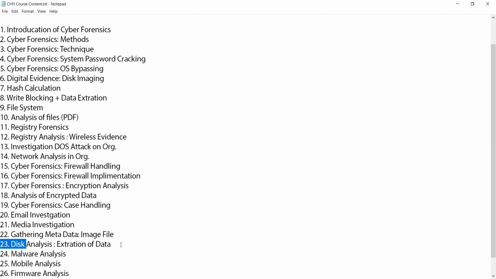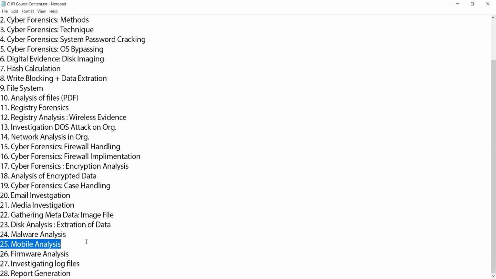So the next thing is disk analysis, that is extraction of data. This is completely related to the 8th module, the data extraction procedure. So we will see that procedure, disk analysis, in this module. Okay. Malware analysis, I already told you guys.